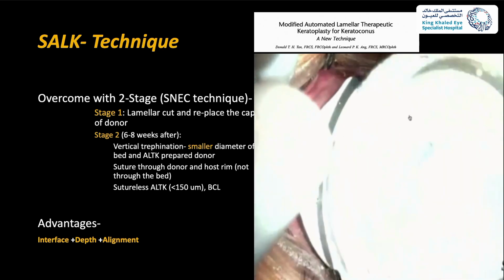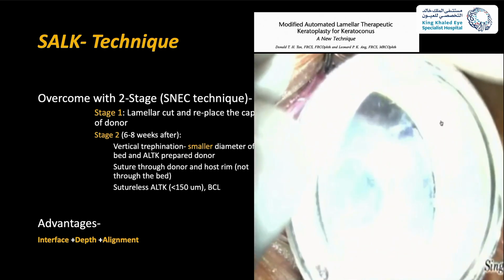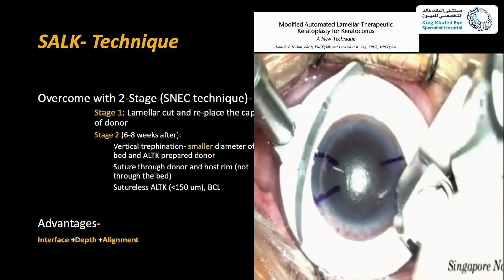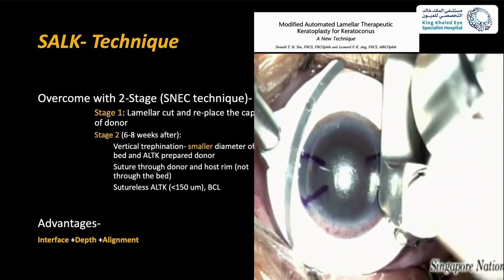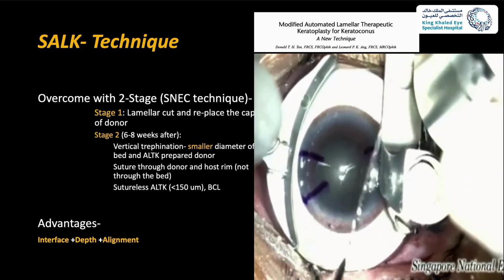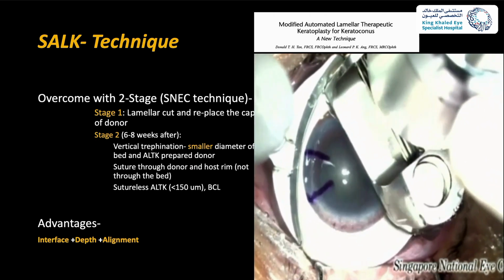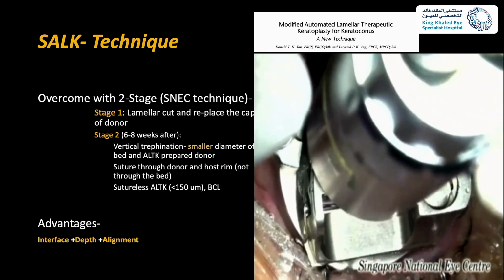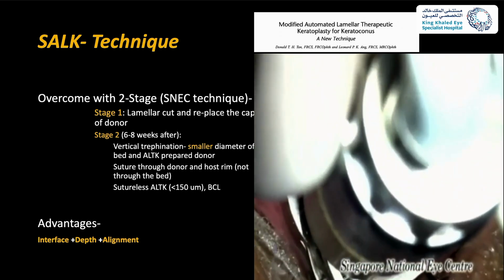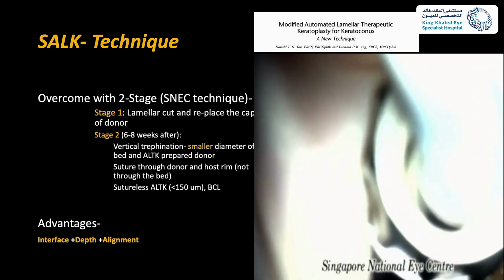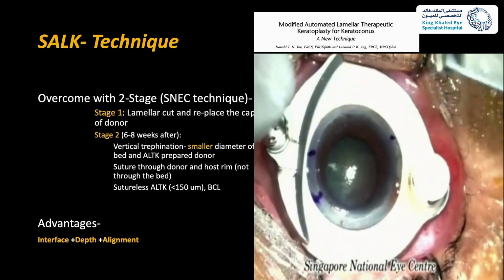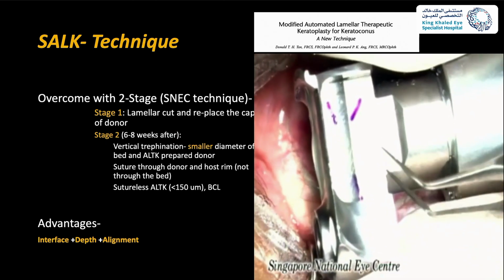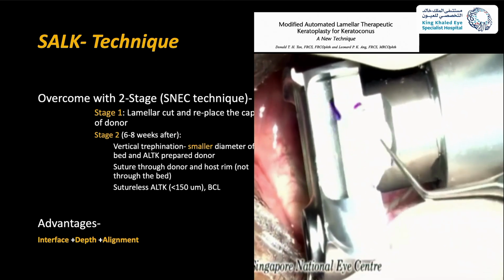This video shows the two-stage technique in which we are cutting the recipient cornea first. If you notice, this is a rotatory trephine in comparison to the straight cut trephine in the previous video. So we're taking the cap back and stitching it.